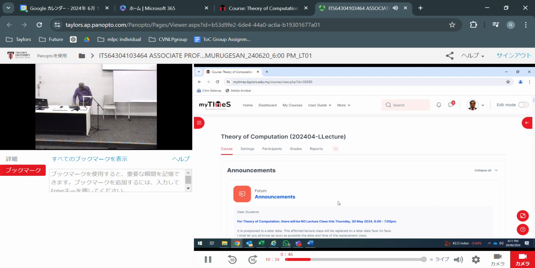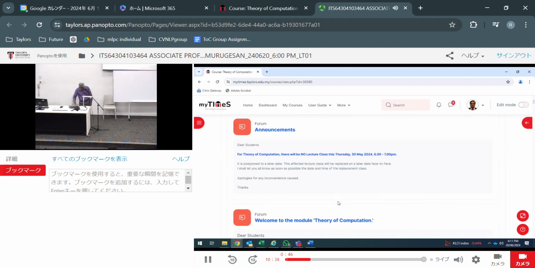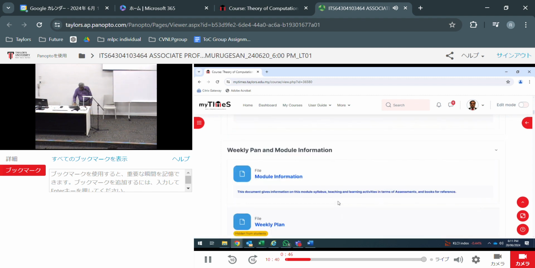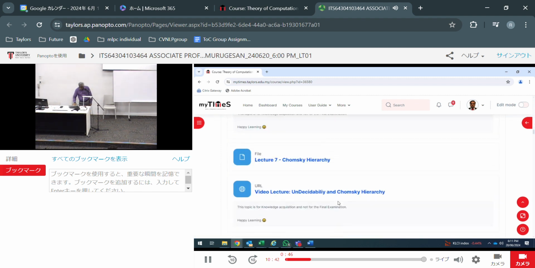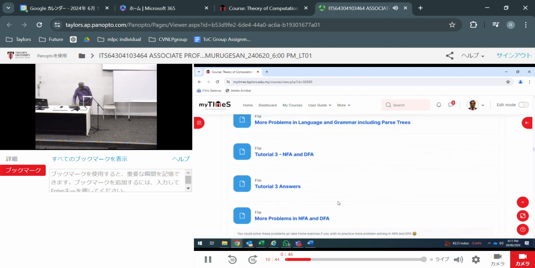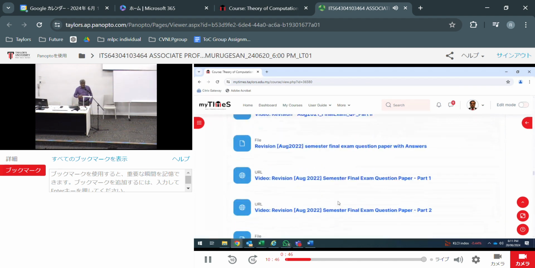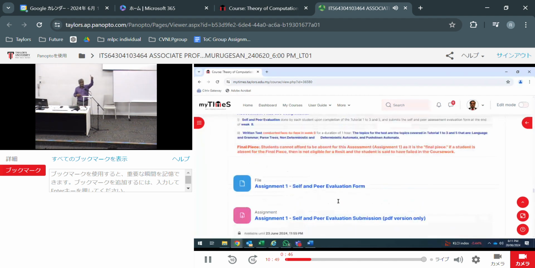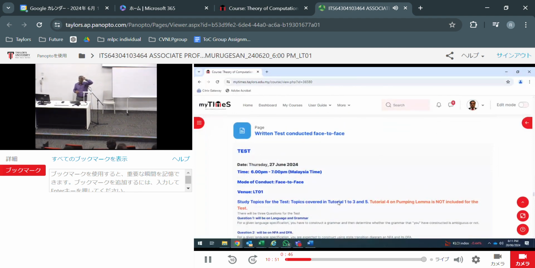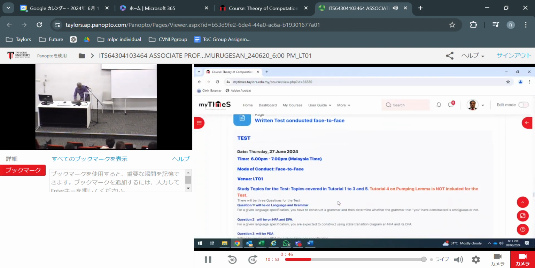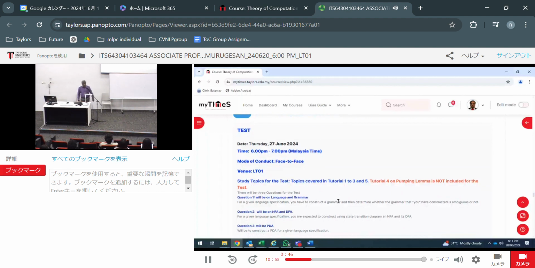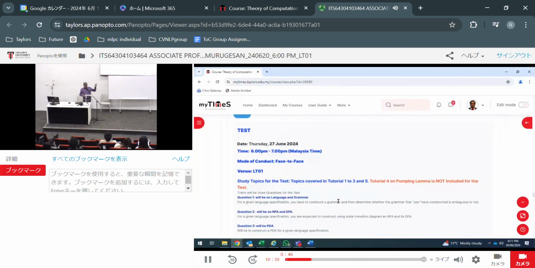You go all the way down, and you see, written test conducted face to face, test Thursday 27. This has been there from day one, since the semester started. Only one thing I have changed, that is the date. It was supposed to be today, 20 June, and I changed it to 27 June, that's all. Otherwise, it has been there from day one.